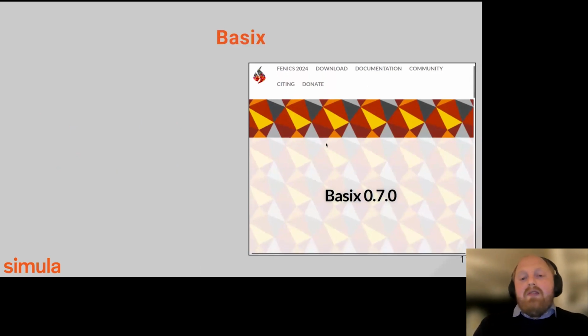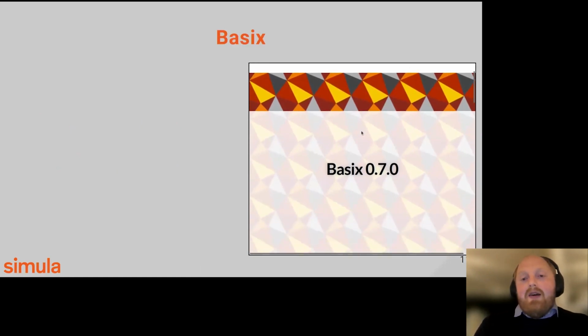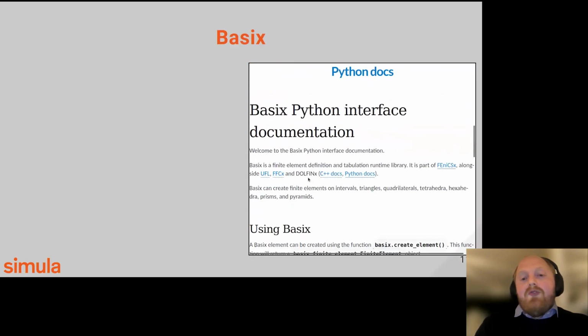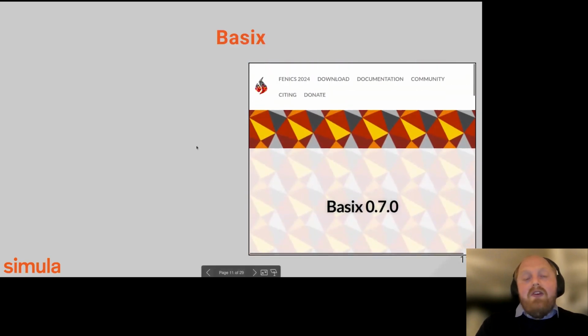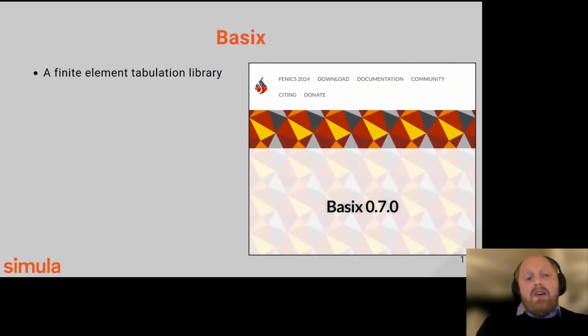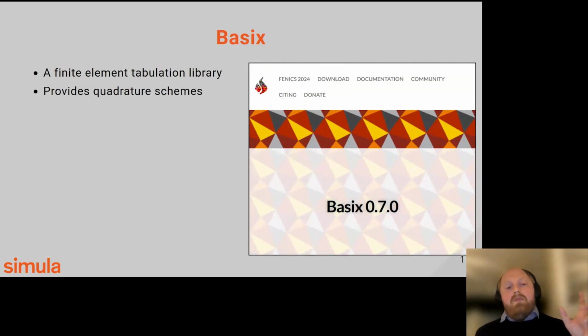So Basix is a tabulation library. It has a nice web page with a lot of documentation and a lot of demos also for how to do this in C++. But we'll go through some of the features today. So what I mean by tabulating is saying, okay, I have some polynomial function, my basis function. I want to evaluate this at some points on an element. And this is a task that you could think we could just have a symbolic library to do, but this becomes incredibly slow if you want something other than first-order functions.